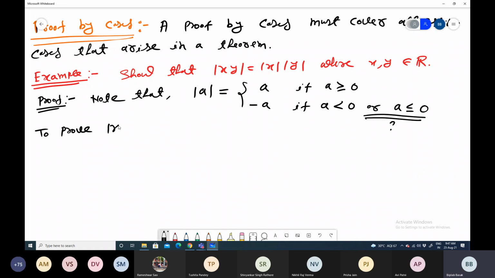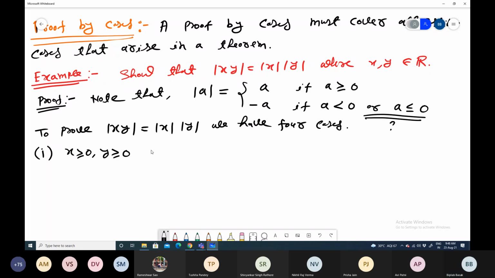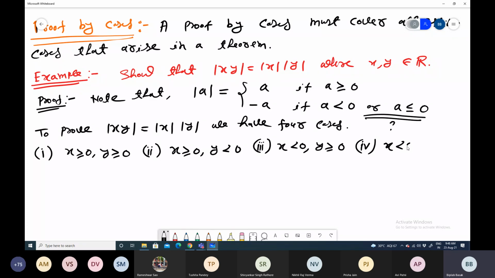Now, to prove mod of xy equals mod x into mod y, we have 4 cases. First case is x bigger equal to 0, y bigger equal to 0. The second case is x bigger equal to 0, y less than 0. Third case is x less than 0, y bigger equal to 0. And fourth one is x less than 0, y less than 0.